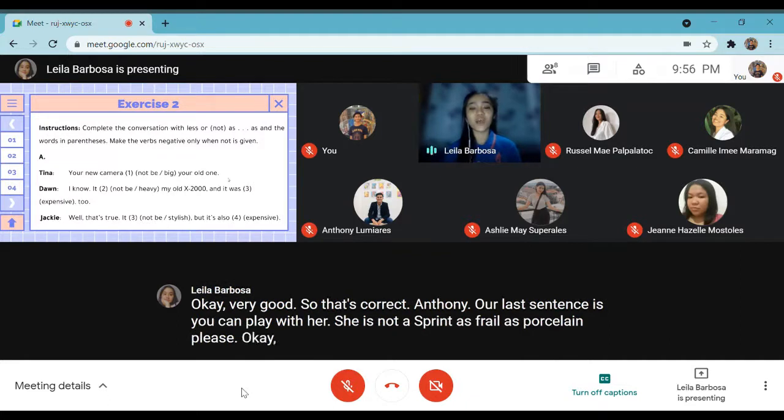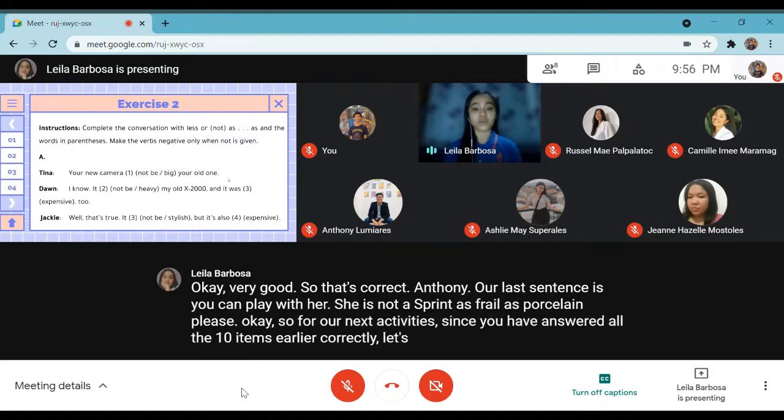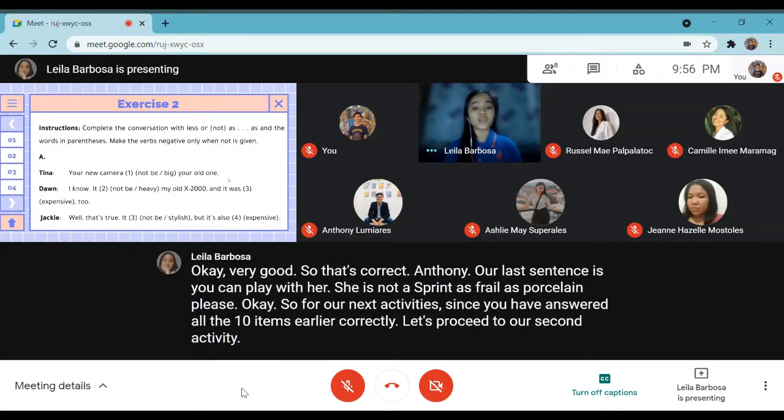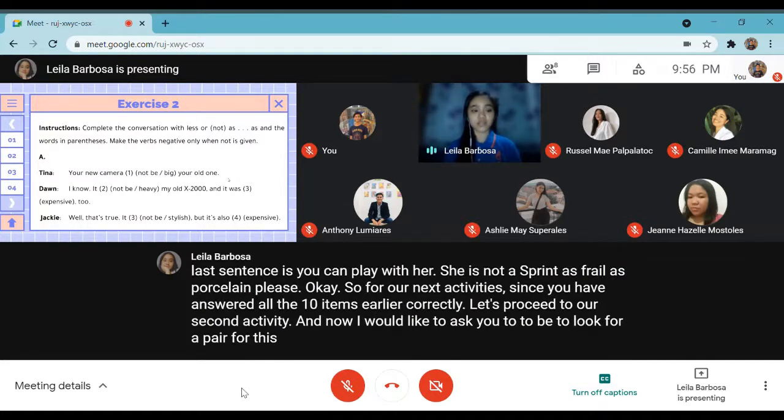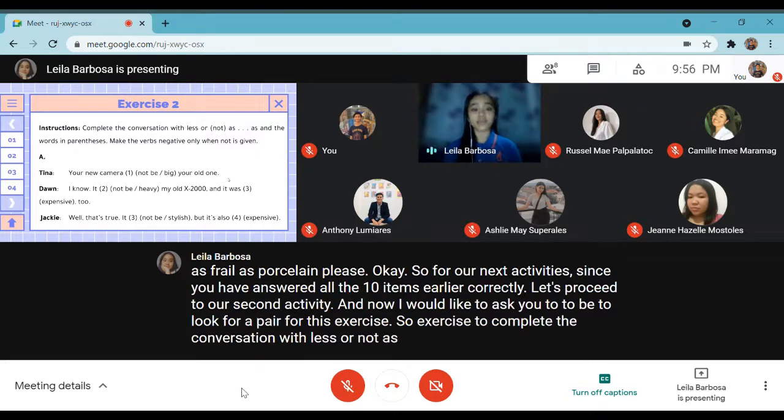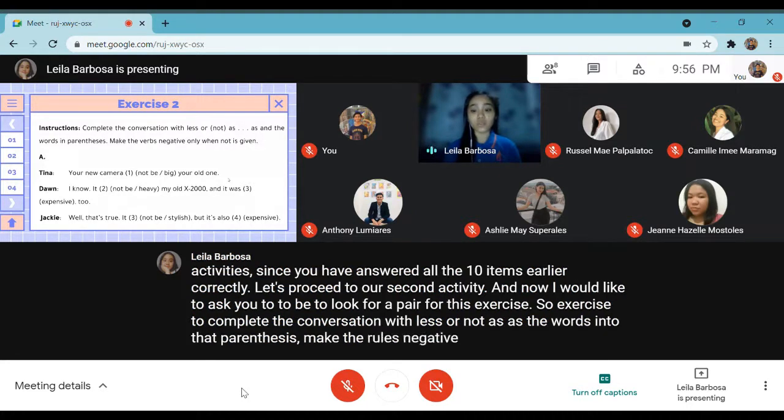Okay, so for our next activity, since you have answered all the 10 items earlier correctly, let's proceed to our second activity. And now I would like to ask you to look for a pair for this exercise. So exercise 2. Complete the conversation with less or not as and the words in parentheses. Make the verbs negative only when not is given.